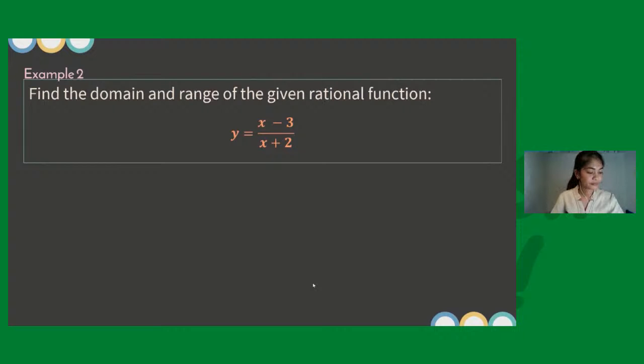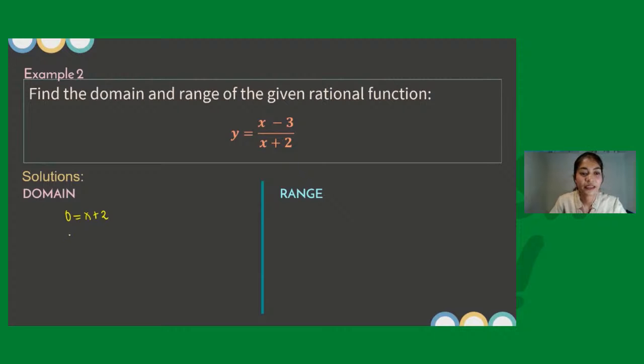Okay. So ano ang unang natin gagawin dito? Sabi, to get the domain, we have to equate the denominator with 0. So that will be 0 is equal to x plus 2. And then solving for the value of x, we will have x is equal to negative 2.